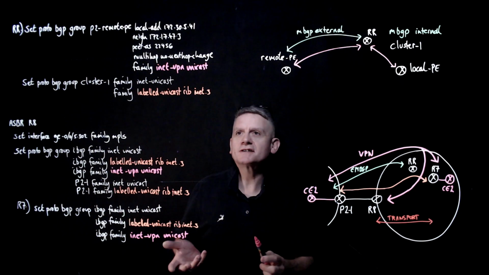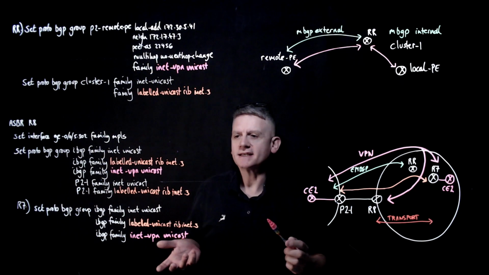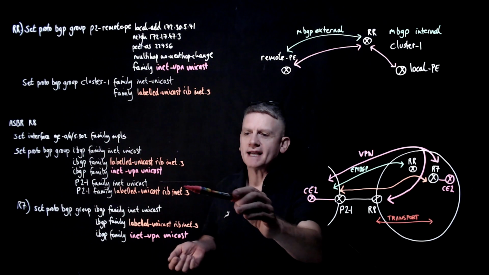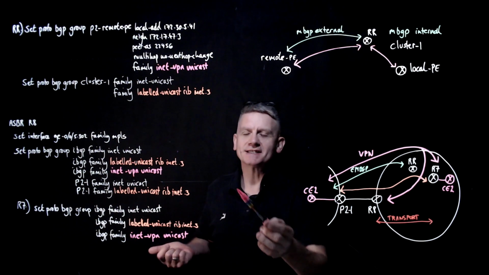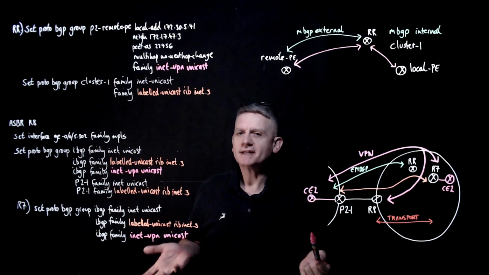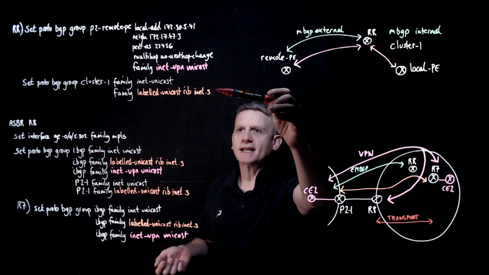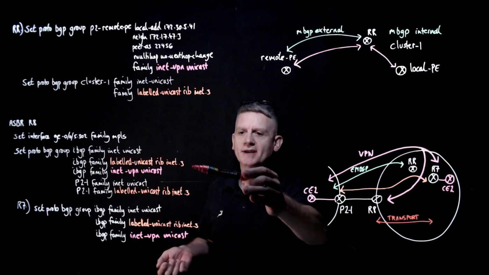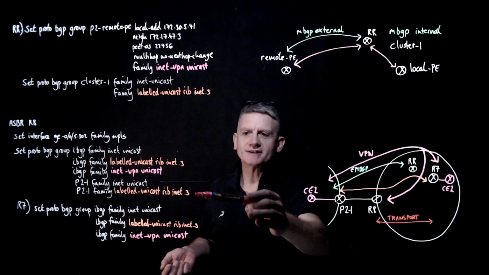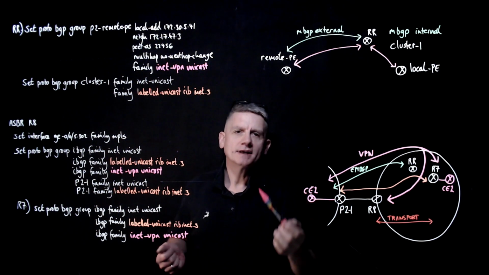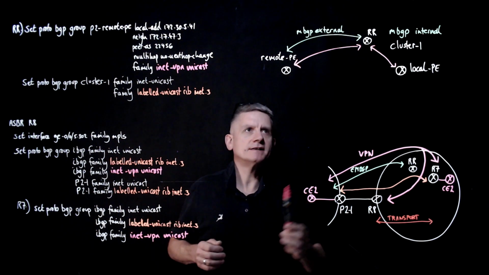Okay, so at the end of the last video, we were talking about some special cases where the iNet unicast and the labeled unicast could get confused if it's in the same table. However, we don't need to worry about that here because we're running the labeled unicast in RibINet 3 in all of the locations. Okay, so let's just take a quick look at this route reflector here.